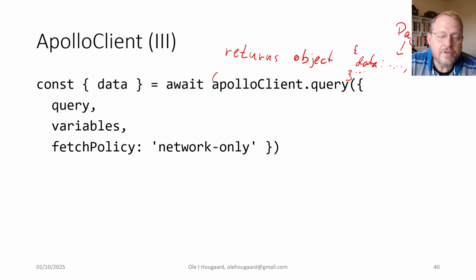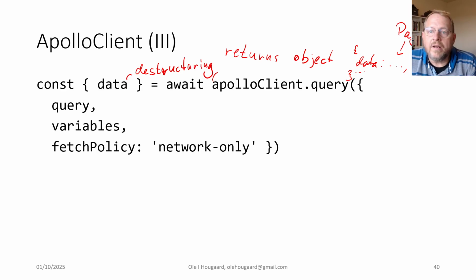So that's what we want, and what I'm doing here is I'm destructuring. Structuring is hard to spell. So that's the payload, and I'm destructuring to get out the data. So I could use result and say result.data instead, which I'm going to show you in the code. That's kind of the same, right?